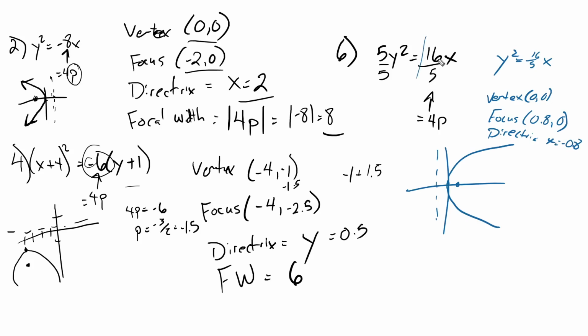And I already mentioned the absolute value of this is your focal width. So focal width is the absolute value of 3.2, or just 3.2. Alright, so it starts us out pretty nice. So let's clear this.